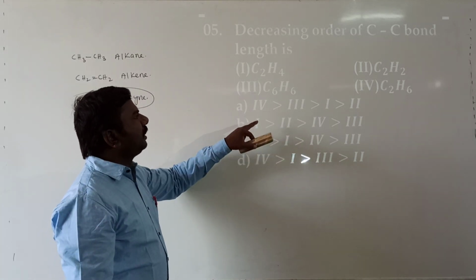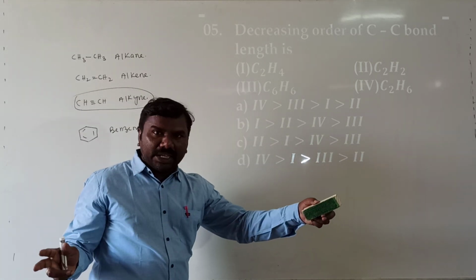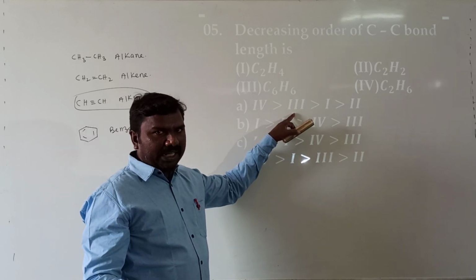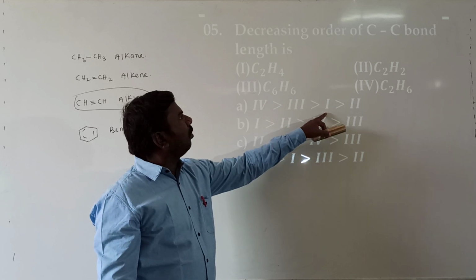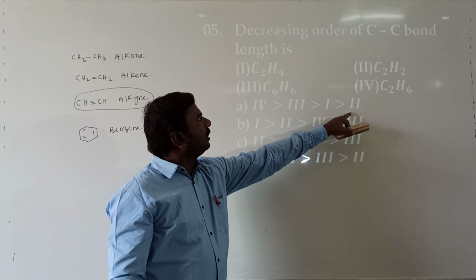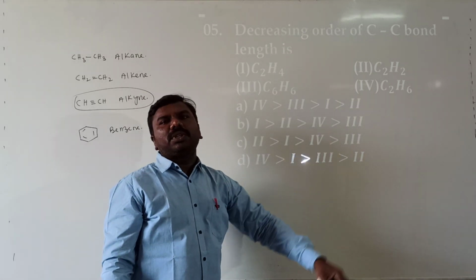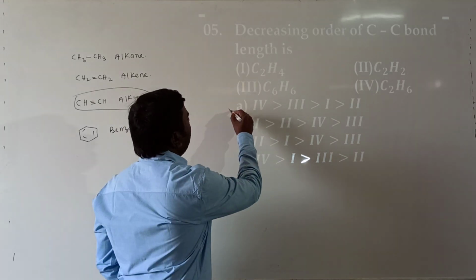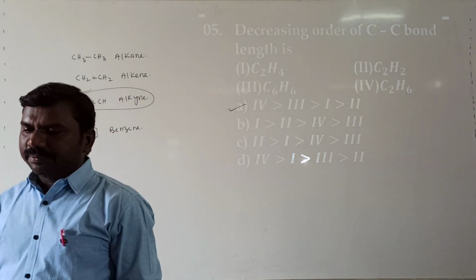C2H6 bond length is more, single bond. Next, benzene, because it is intermediate between the alkane and the alkene. Next, the alkene has a double bond, so the length is a little decreased, and C2H2 has a triple bond, so the bond length will be completely decreased. Option A is correct. Next.